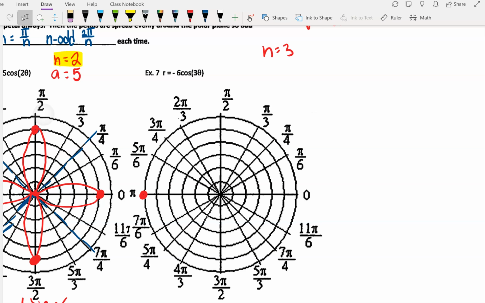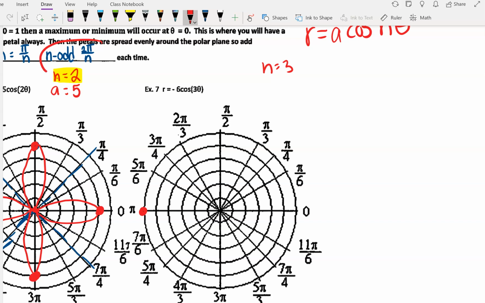Oh, my computer's glitching out. I apologize, guys. Alright, I'm going to use that formula there. 2 pi over n. So it's going to be 2 pi over 3 is the amount that I add from my starting petal. So I need to add 2 pi over 3 from my starting petal, which is over here at pi. So I have pi, and I need to add 2 pi over 3.